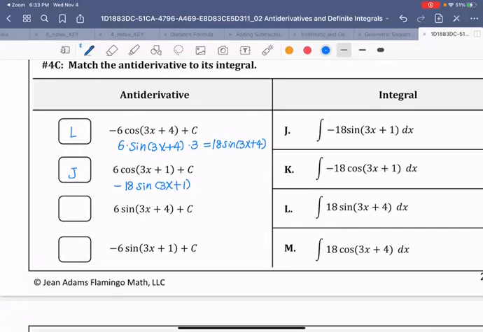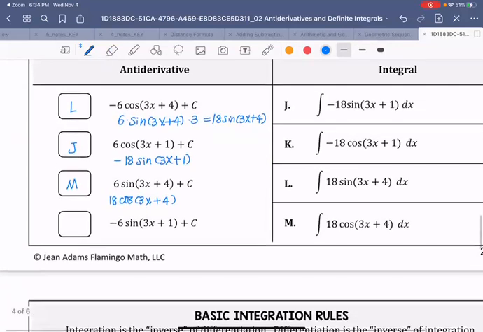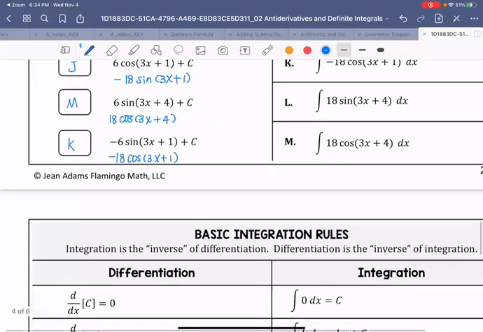Next one. 6 cosine 3x plus 4 times 3. Okay. M. Okay. Next, last one. And then negative 18 cosine of 3x plus 1, which is K. All right, very good.